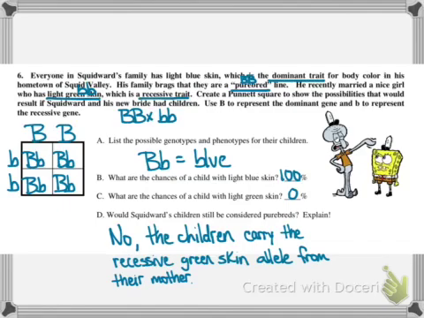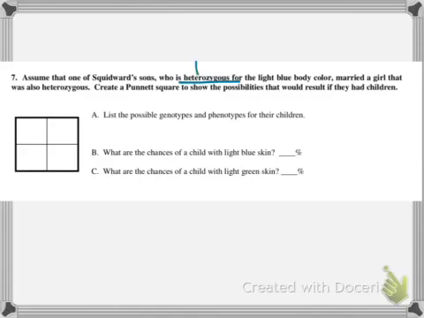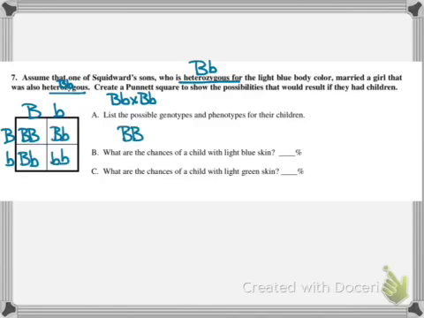Okay? Moving on to number 7. Now they actually just want us to look at the kids. So we take one of Squidward's sons, who is heterozygous, we just learned, and he marries a girl that's also heterozygous. So again, it looks very familiar. Now we have two heterozygous, two hybrid plants crossing, which is going to produce all 3 genotypes and phenotypes.